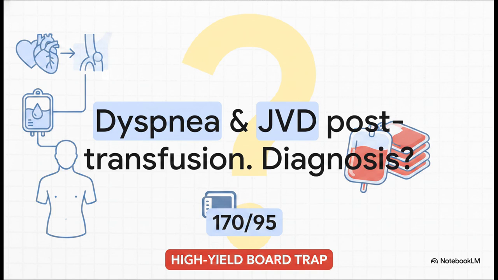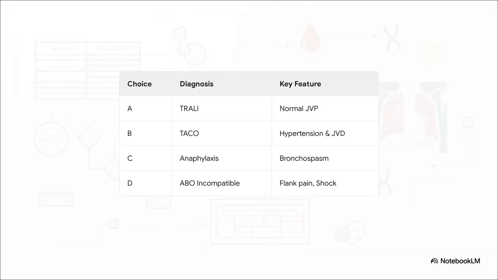Okay, let's test this reflex right now with an advanced board-style clinical stem. An elderly male develops dyspnea, JVD, and bilateral crackles within hours of receiving 4 units of packed red blood cells. His blood pressure is 170/95. What is the exact diagnosis and mechanism? Take a second and lock in your answer. So how do we break this down?